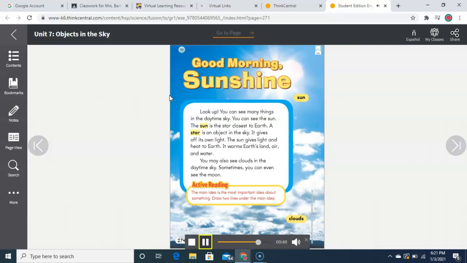Active reading. The main idea is the most important idea about something. Draw 2 lines under the main idea. Sun, clouds.